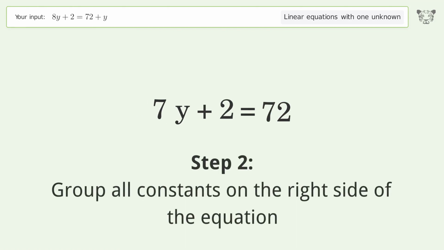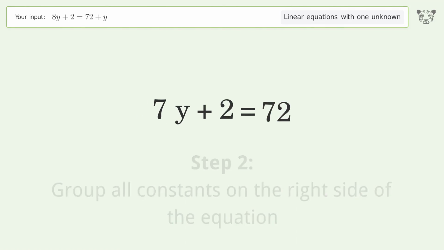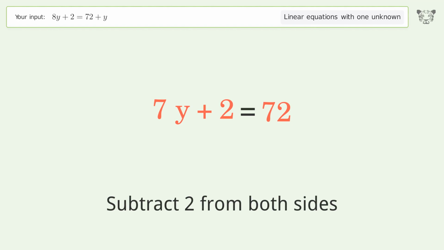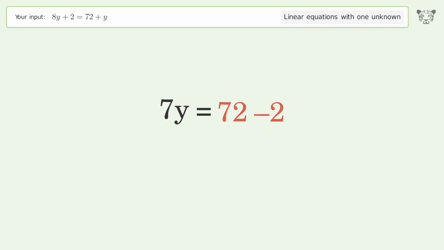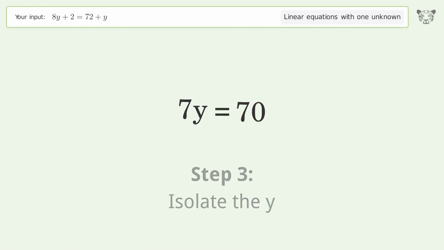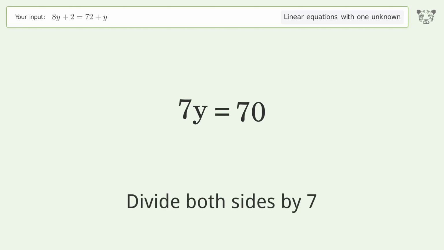Group all constants on the right side of the equation. Subtract 2 from both sides. Simplify the arithmetic. Isolate the y. Divide both sides by 7.